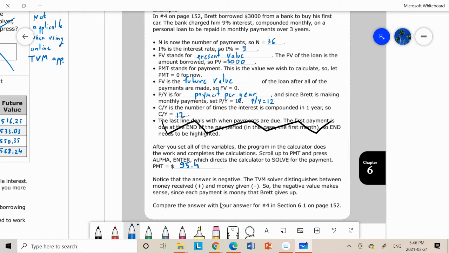Okay, now you can compare the answer with your answer for number 4 in section 6.1 in the previous lesson on page 152.